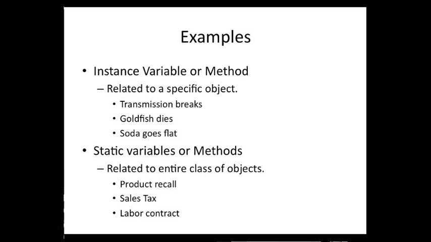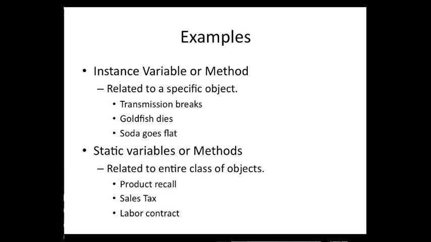Now we think about that in relationship to static variables or methods. These are items that are related to an entire class of objects. So if there's a product recall, let's say for example you've got a crib for a child, they're always being recalled. Every single crib that was made by that manufacturer gets recalled. So that is a static thing, the recall on that item or the warranty on that item is tied to all instances of that class.